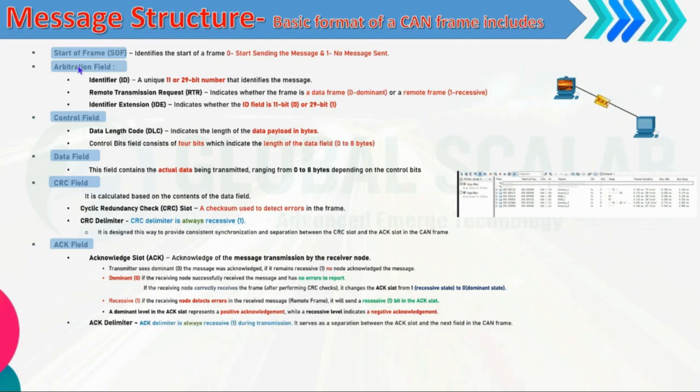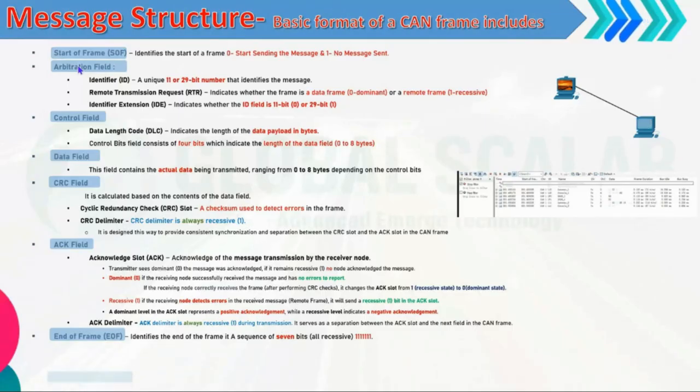An acknowledgement delimiter is always recessive during the transmission. It serves as a separator between the acknowledgement slot and the next field in the CAN frame. And finally will be the end of frame. It identifies the end of the frame. It is a sequence of 7 bits, which will always be recessive, 7 ones. So in the frame, this will be the end of the field where the frame message will end. So these are the 7 fields, the message structure in the CAN where it carries the data.